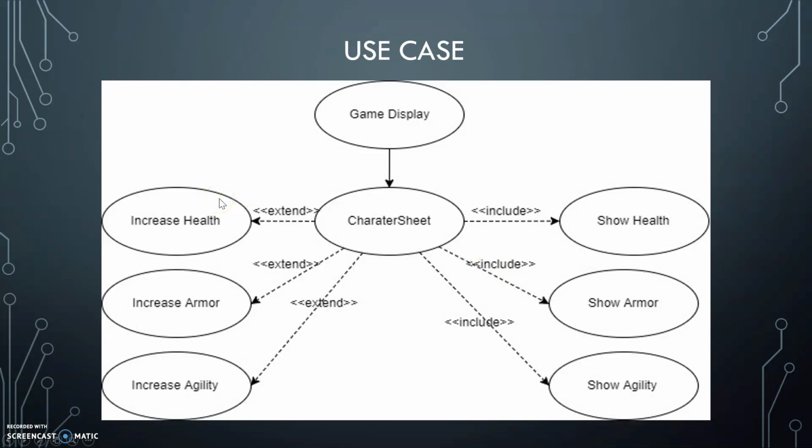Alright, so in this case we had the game display object, which uses a character sheet. Sometimes we'll increase health, sometimes we'll increase agility, sometimes we'll increase armor, but other times we'll bring up the character sheet. We won't increase any of them, but we would like to always show health, armor, and agility.